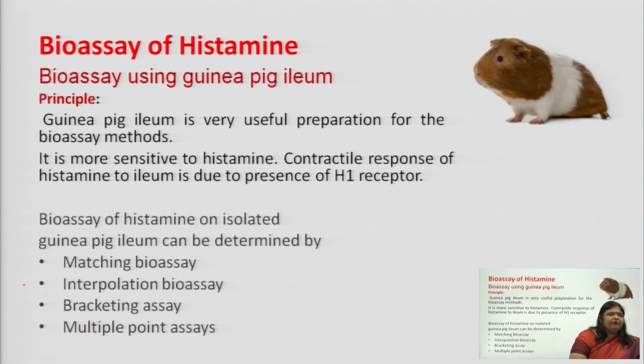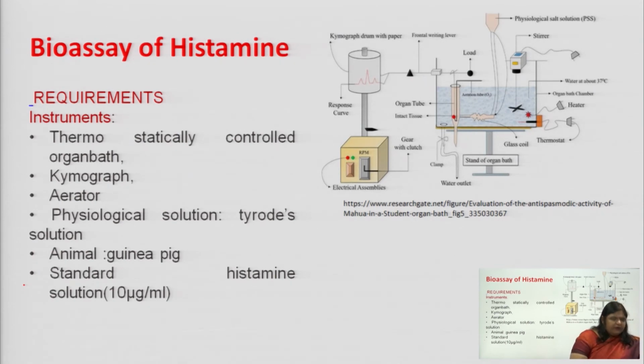And bioassay could be carried out on isolated guinea pig ileum by any of the methods we had discussed earlier. We could use the matching method, the bracketing method, the interpolation bioassay method, or the multiple point bioassay method, that is 3 point, 4 point, 6 point, 8 point. Any of the bioassay methods can be used to perform bioassay of histamine using guinea pig ileum. We have talked about this in great detail in our earlier lectures.